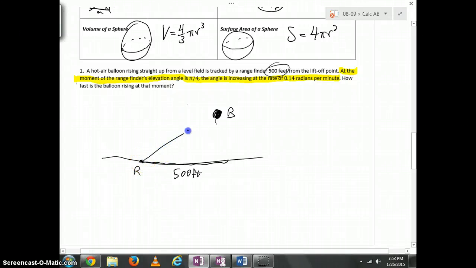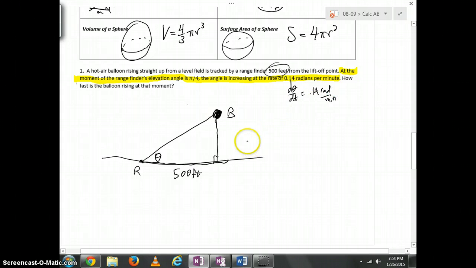So we could even begin to draw this in and say, well, my goodness, look, there is an angle. I'm going to just write it as theta, though, because it's not guaranteed to be fixed at pi over 4. It's changing. And in fact, at that brief moment, the angle is increasing at a rate of 0.4 radians per minute. This is telling you d theta dt would be 0.4 radians per minute.